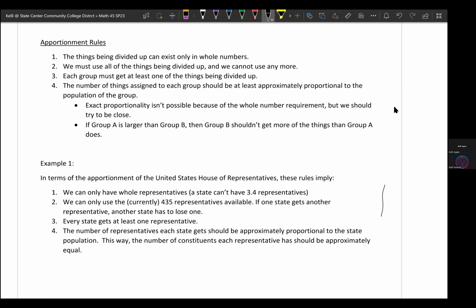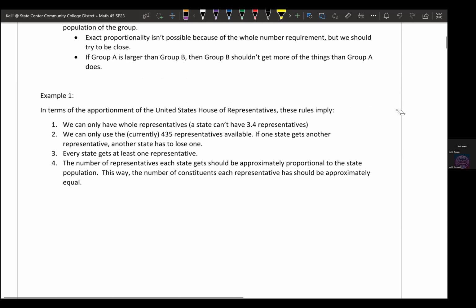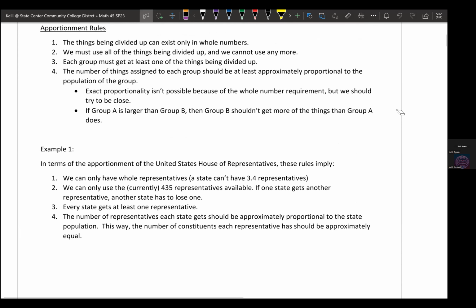All right, so here's some information. I'm trying to draw on the page, and I'm going to leave these up here. Those apportionment rules used words like things and groups, so that's a general thing. In my mind, I always think about the United States House of Representatives when I think about apportionment, though you can use apportionment for other things. So in the United States House of Representatives, a state can only have a whole number of representatives. You can't have 3.4. That's the first apportionment rule.